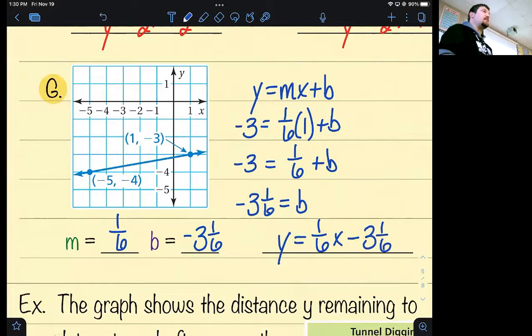Y equals 1/6 X minus 3 and 1/6. So anytime that I don't know what the y-intercept is, or it crosses at a bad intersection, I can just use the slope-intercept equation. You have to find your M, then plug in an X and Y from the same point. Don't try to plug in this 1 and that -4. It's got to be from the same point, and then you can get the y-intercept value.